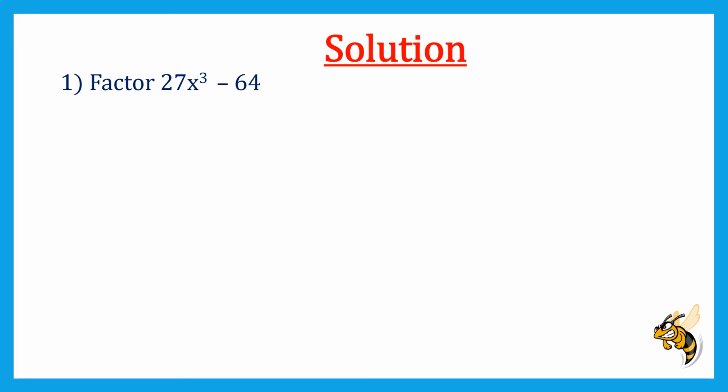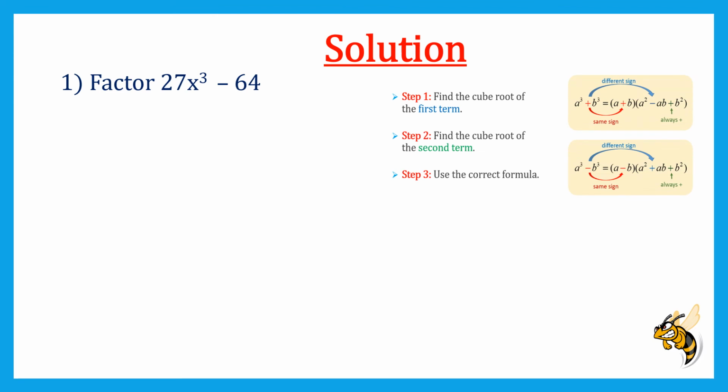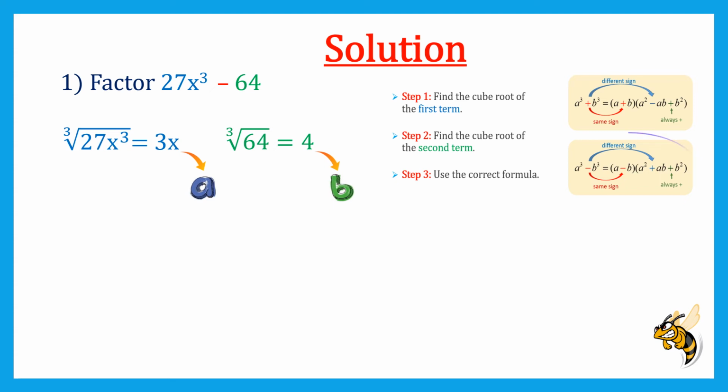Solution. Factor 27x cubed minus 64. Let's remind ourselves of the rules or the steps. So first I want to know what is the cube root of 27x cubed, which is equal to 3x. I also want to know what's the cube root of 64, which is equal to 4. Remember that 3x represents the value of a and the value of b is 4. Now because it's a difference of two cubes, I need to use the bottom formula and I'm going to substitute those values into the formula.